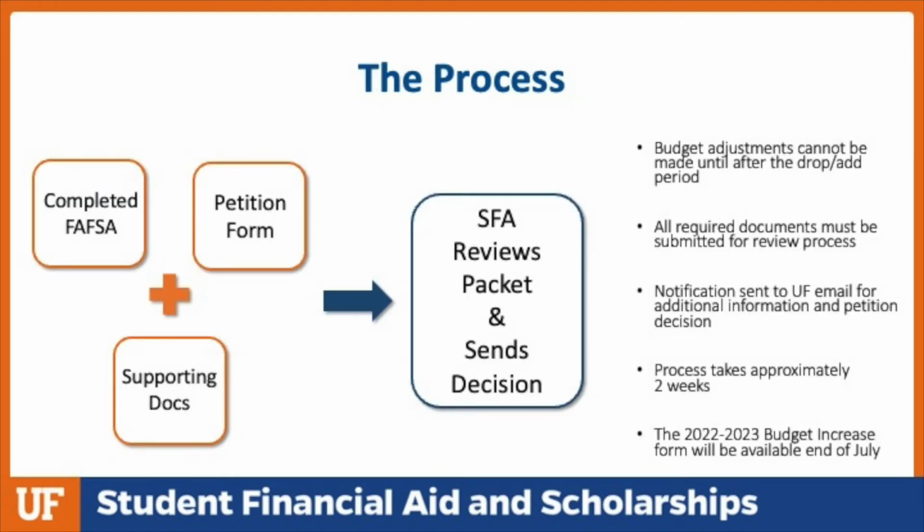So what do you need to do to complete the process for the budget petition? Well, first you want to make sure you have a completed FAFSA on file. You'll want to complete a petition form, which is also available on our website. And on that petition form, you'll want to include all supporting documents for your situation. Once submitted, the Financial Aid Office will receive the packet and review it, and the decision will be sent out. Keep in mind that budget adjustments cannot be made until after the drop-add period for each semester. All required documentation must be submitted for the review process, and once a decision is made, students will be notified through their UF email address. This process can also take about 2 weeks to complete.